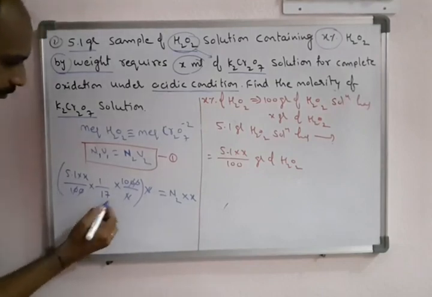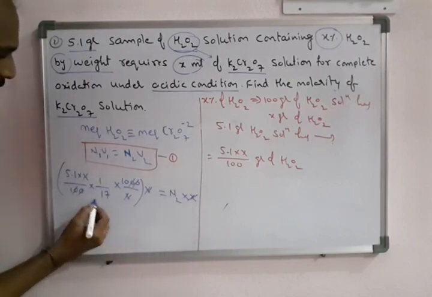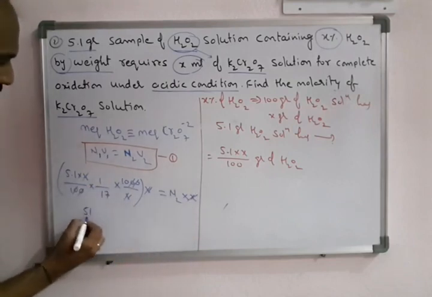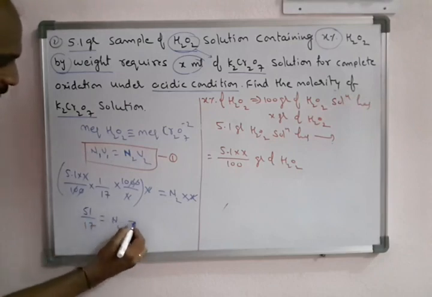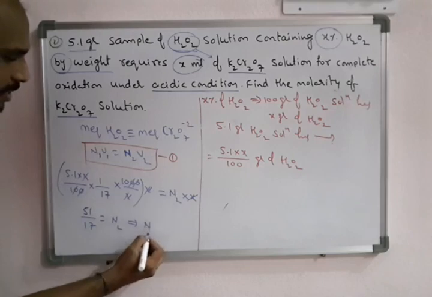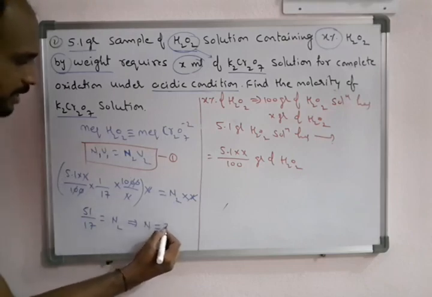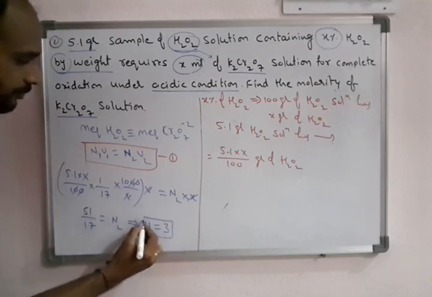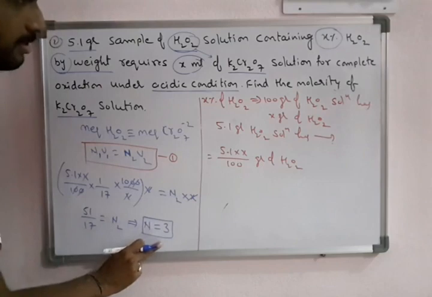So this is here again we will cancel this X. Finally we will get, it implies the normality of potassium dichromate is equal to 3. So this is the normality of potassium dichromate solution.